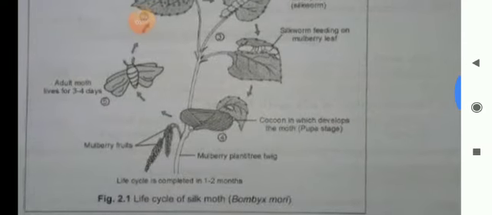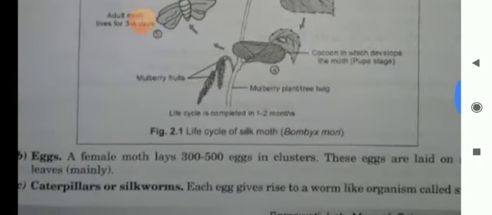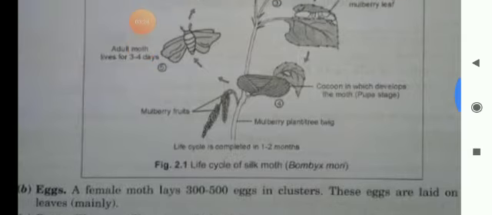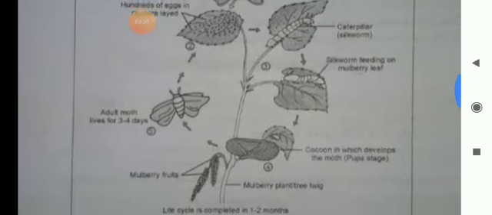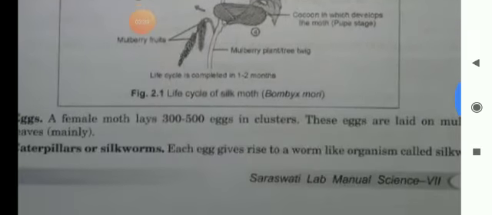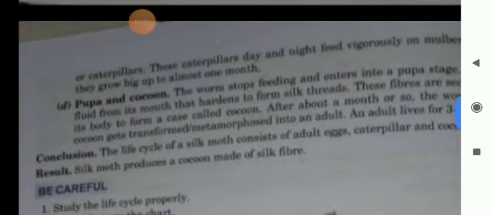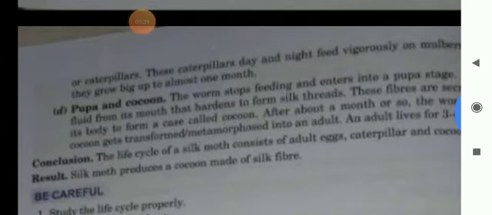And next, the cocoon is converted into an adult moth which lives for 3 to 4 days. So this is the life cycle of silk moth. You only have to study it and write the different stages in your lab manual copy.